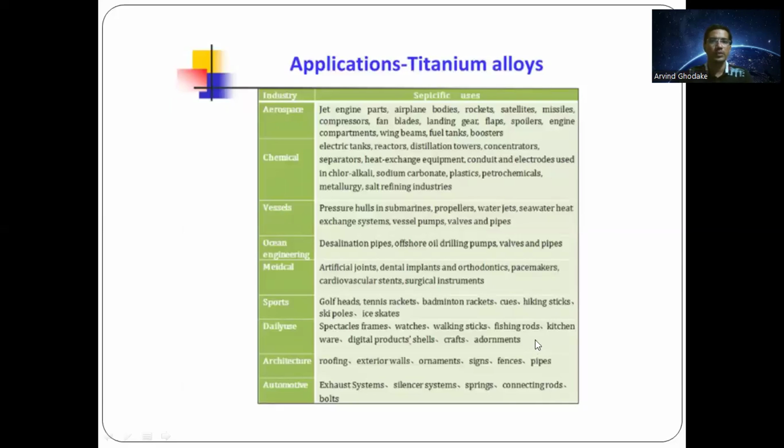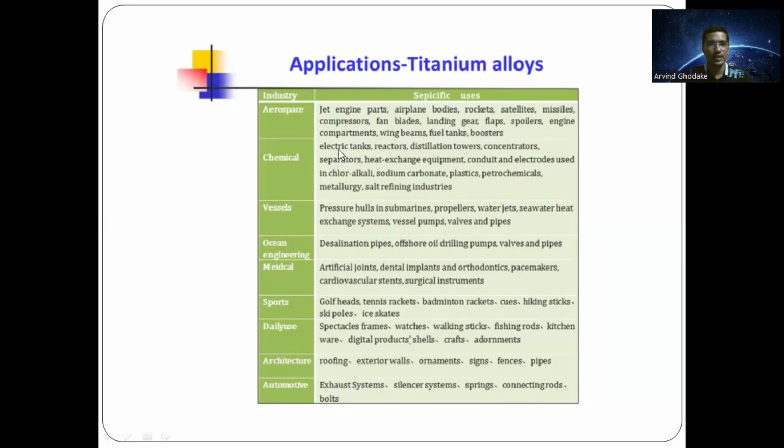Then applications of titanium alloys in the aerospace industry. The specific uses are jet engine parts, airplane bodies, rockets, satellites, missiles, compressors, fan blades, landing gears, flaps, spoilers, engine compartment, wiring, wing bearing, then fuel tanks and boosters. So these are the special applications of titanium alloys in aerospace.